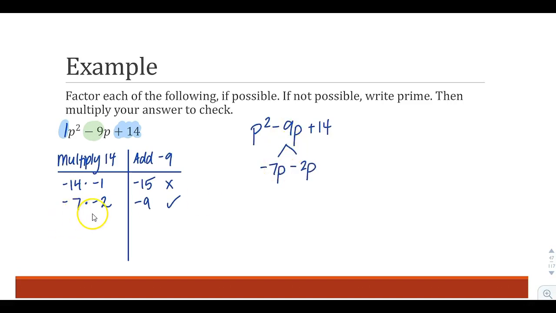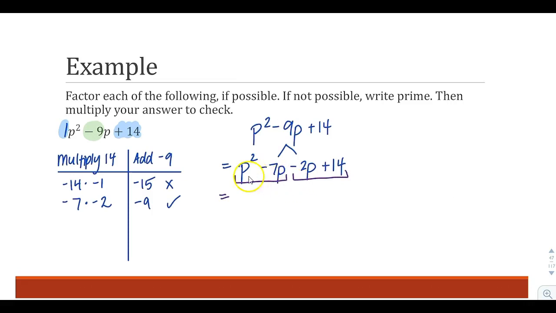So I use those two numbers I found, but again I have to include the variable. This time it's p. Then I bring down my p squared and I bring down my positive 14, so that I have a total of 4 terms. Now I apply factor by grouping. So I'm going to go ahead and look at the first group and the second group.